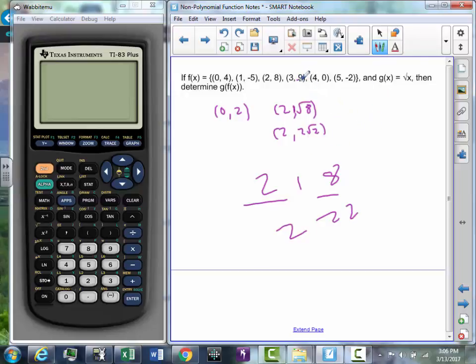Okay, what about 3 with 9? What's that going to turn into? 3 with 9 will turn into 3 with 3. 4 with 0 will stay at 4 and 0 because 0 square roots to 0. And then 5 and negative 2? Not existent. Yeah, it won't exist.